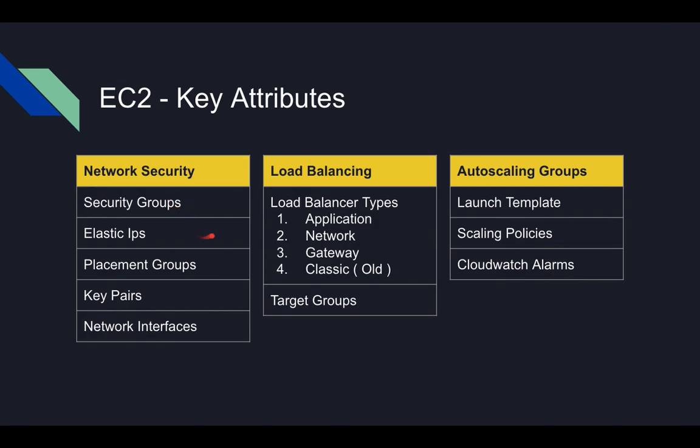Under network security we have multiple things like security groups, elastic IP addresses, placement groups, key pairs and network interfaces. The security groups, as we discussed, give you additional security on the instance, based on which you allow traffic to the internet. So elastic IPs: there is a difference between the elastic IP and the public IP associated with an instance. The elastic IP lies within your AWS account, and public IP addresses get attached to the instance once it is launched.